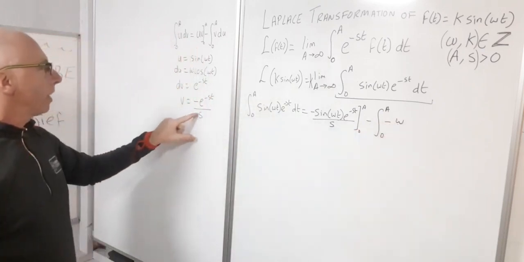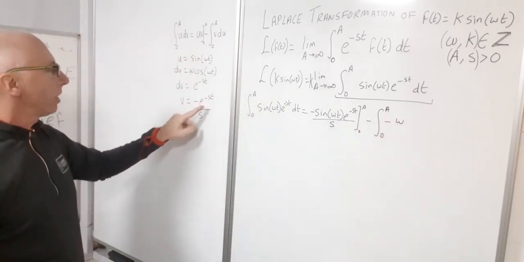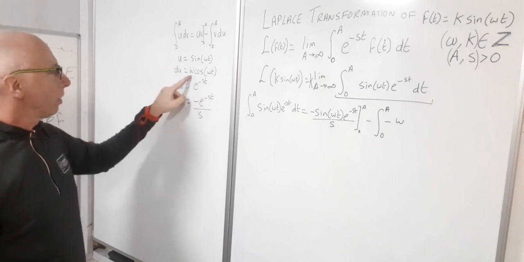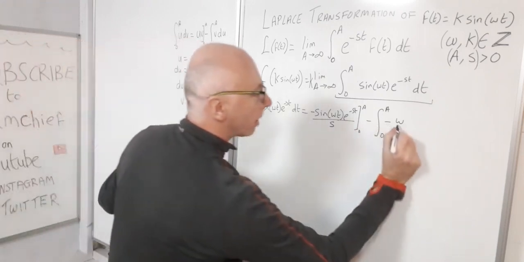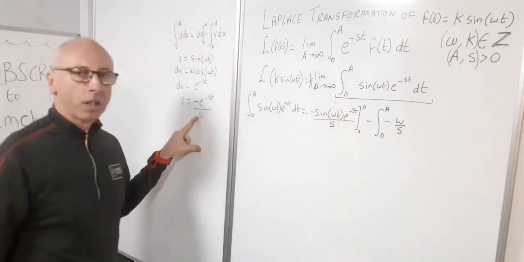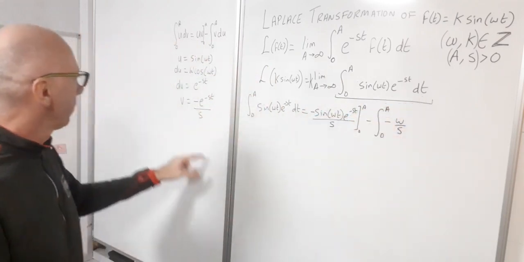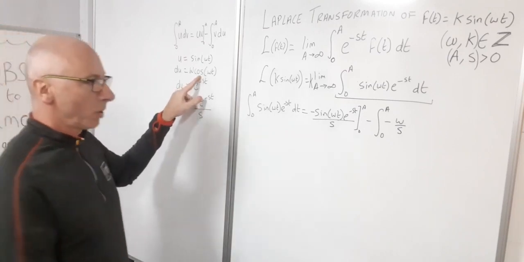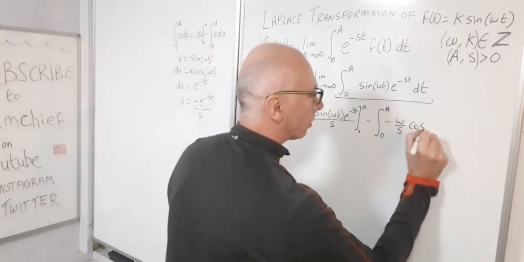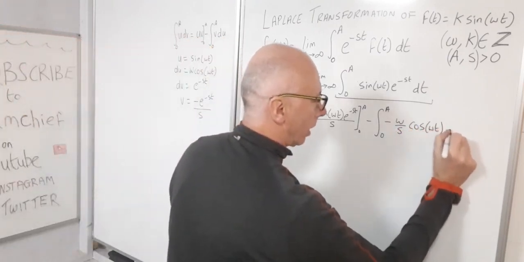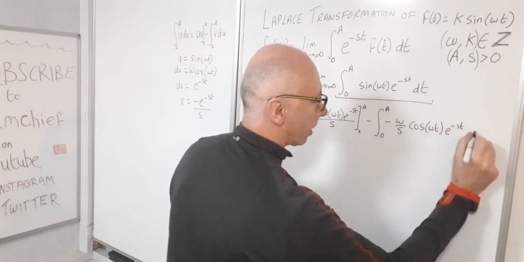I've got an s here and then cosine e to the minus st. So I'm going to divide my w by s. So that's just going to make a constant multiple as far as integration is concerned, because we're with respect to t. And then I've got cosine wt e to the minus st dt.